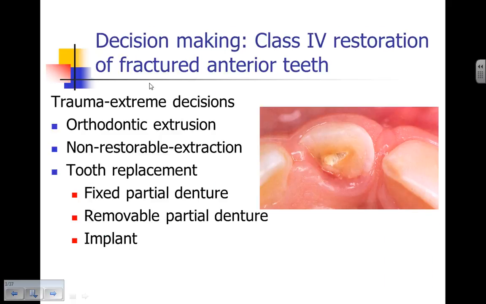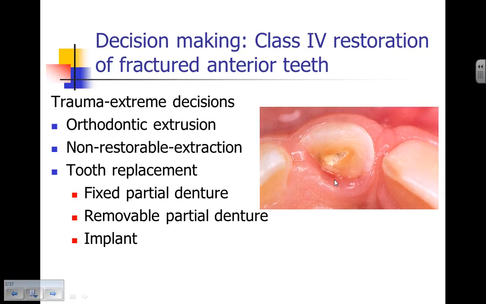So our decision making for class 4 when we're looking at restoring that fractured tooth. And with trauma there may be some extreme decisions. Those extreme decisions might be that we need to do some orthodontic extrusion for that tooth. We may decide that it's non-restorable and we're going to go in with a fixed partial denture or removable or implant. In this case, we're looking at an anterior tooth that's fractured on a teenager.